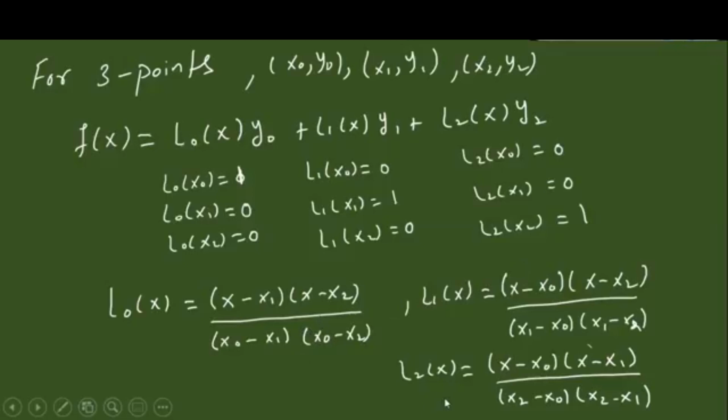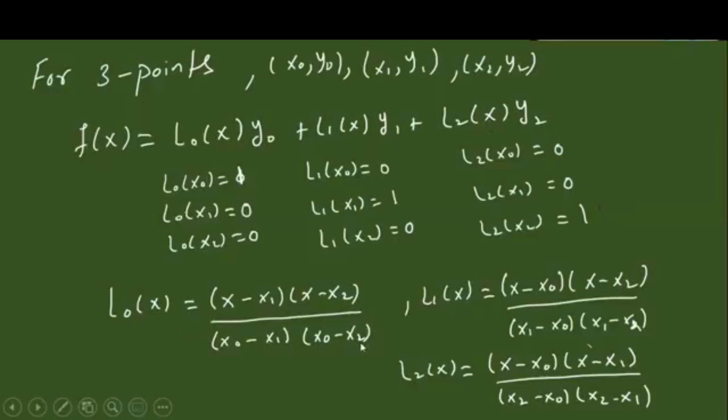So if I have to define the Lagrange interpolation formula for 3 points, I just need to put L0 here, L1 here, and L2 here. So I will get the interpolating formula, which ensures that if I put x0 in the interpolation formula, I will get y0. If I put x1 in the same formula, I will get y1 exactly. And if I put x2 in place of x, I will get y2 exactly. So this is how it is defined.